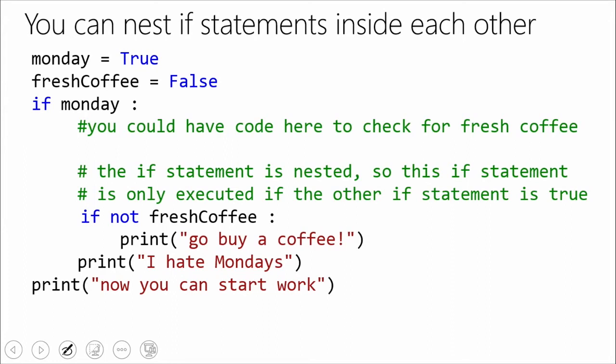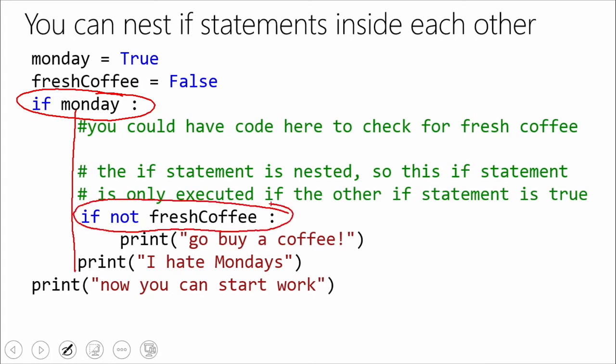So what you're going to notice here is that we can go ahead and break things down. You'll notice if Monday, and then you'll also notice down below if not fresh coffee. Keeping in mind what would happen, it's first going to check to see if it's Monday, and if it is, then it would run this block of code and then do a secondary check.